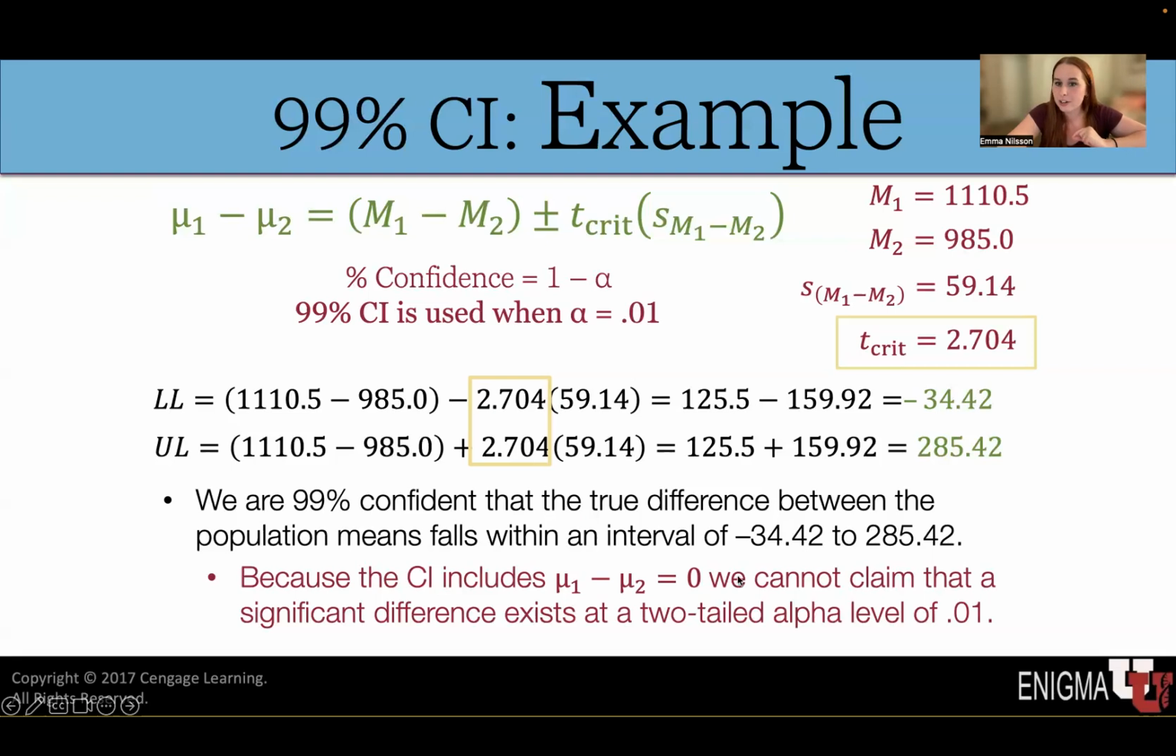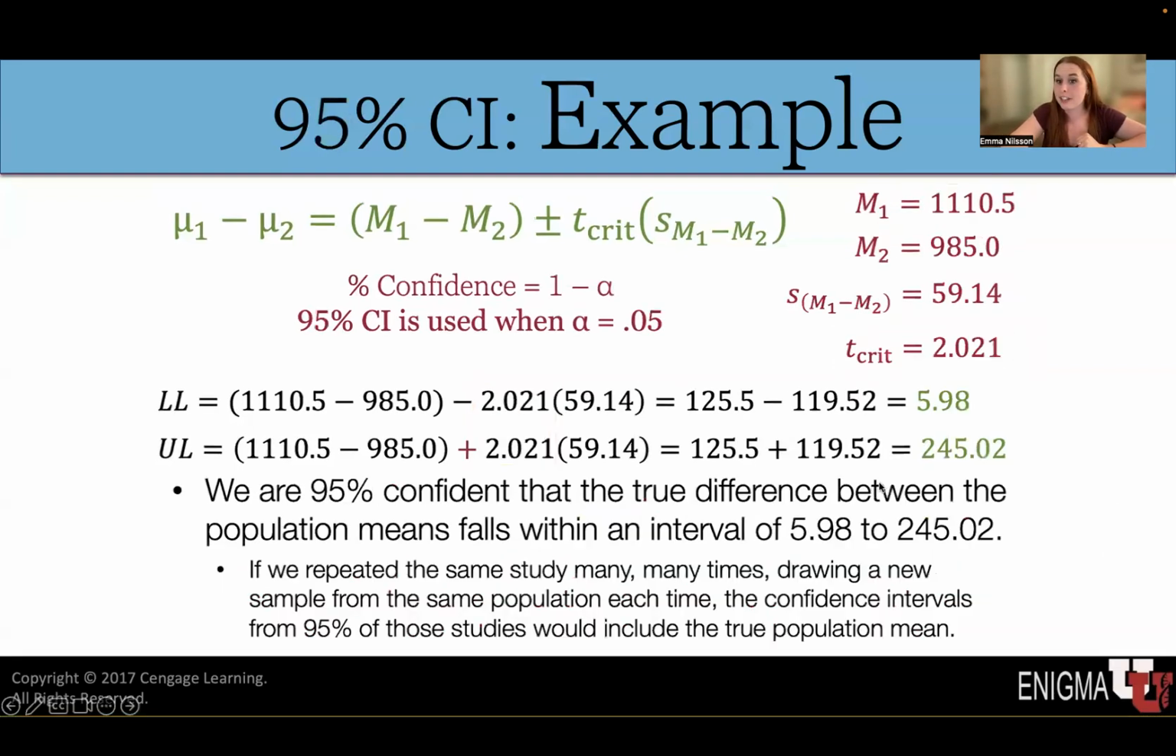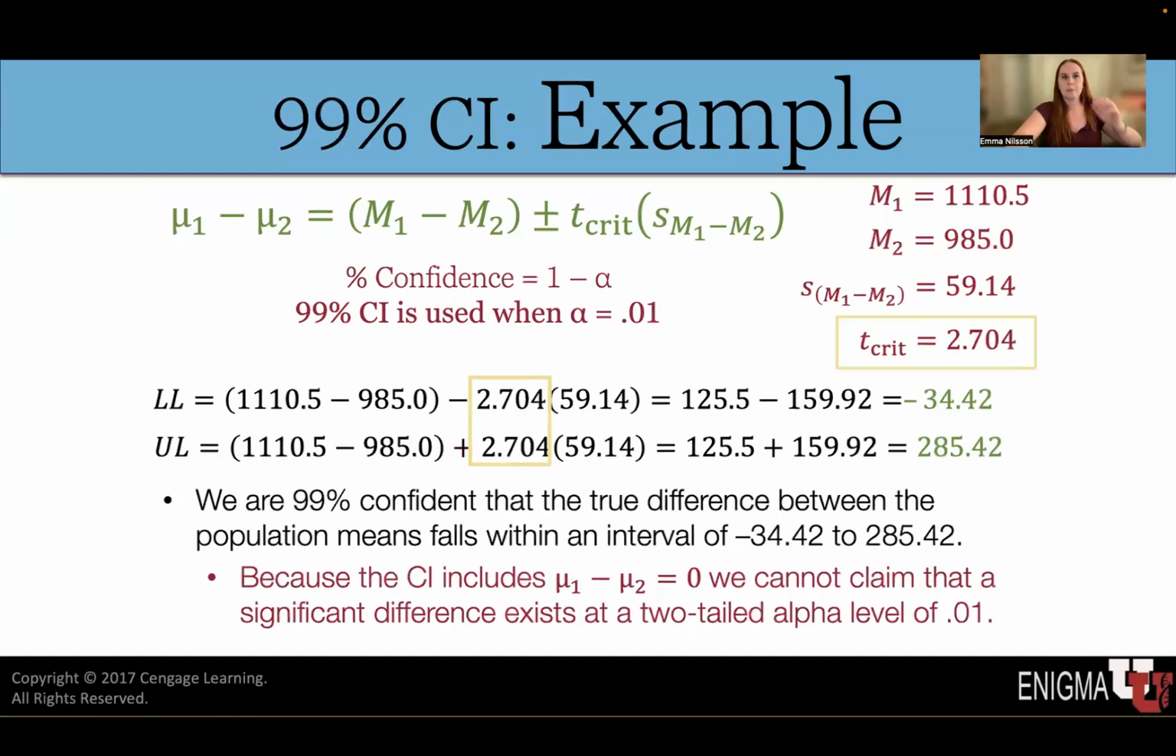Because this confidence interval includes 0, it spans over 0 from the lower to the upper limit. We cannot claim that a significant difference exists at a two-tailed alpha level of 0.01, even though we could claim that a difference existed at a two-tailed alpha of 0.05. That's why it's important to be very, very precise when you're choosing your alpha levels.